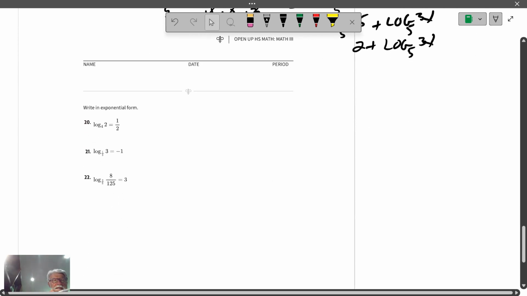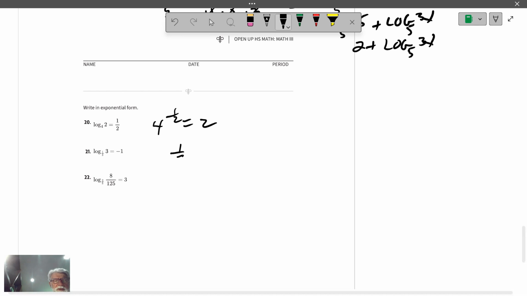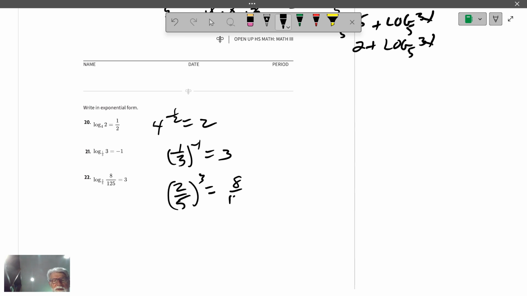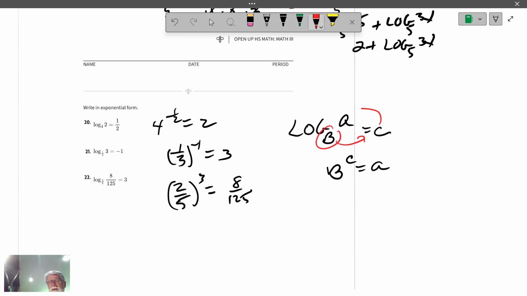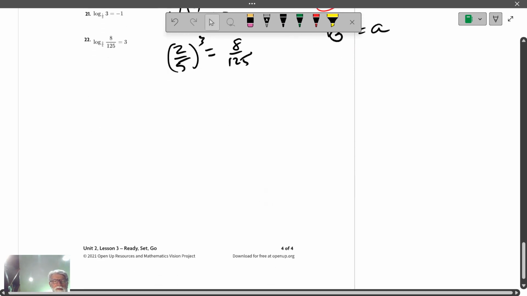All right, number 20. I'm going to write in exponential form. 4 to the 1/2 power equals 2. 1/3 to the negative first power equals 3. And 2/5 to the third power equals 8 over 125. So this is my rule. If I have the log of A in base B equal to C, that's equivalent to B to the C equal to A. And I kind of think of it as coming around the corner like that. So B to the C is equal to A.